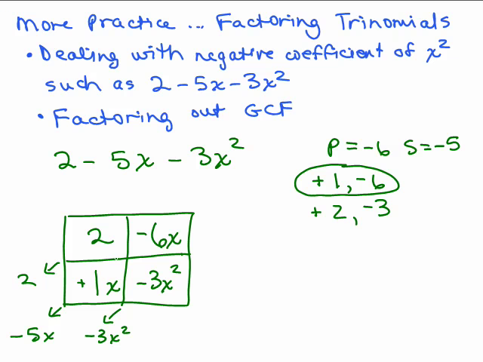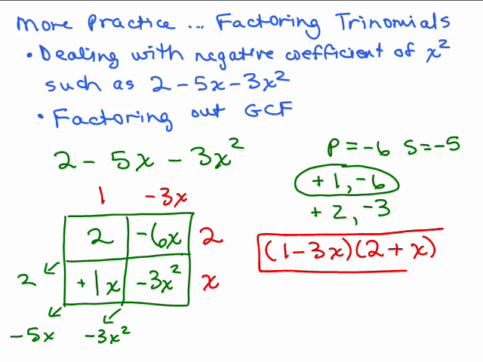Alright, so now we're going to pull from the first column the greatest common factor. Well, all there is a 1. That's the greatest common factor between 2 and 1x. So 1 times what will give you 2? That'll be a 2. 2 times what will give you a negative 6x? Negative 3x. Negative 3x times what will give you negative 3x squared? That'll be an x. So it looks like 1 minus 3x times 2 plus x is a correct factorization.